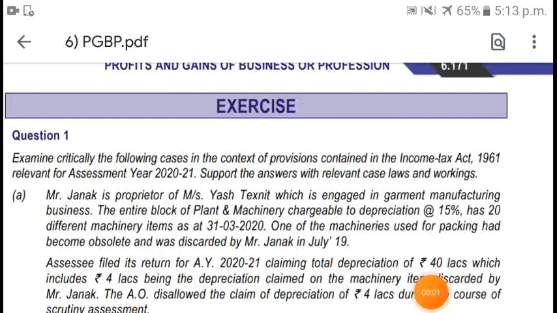Hey everyone, I'm back with the fourth part of PGBP chapter question answers from ICAI Study Mat. In this video, I'll be covering 5 exercise questions from ICAI Study Mat.